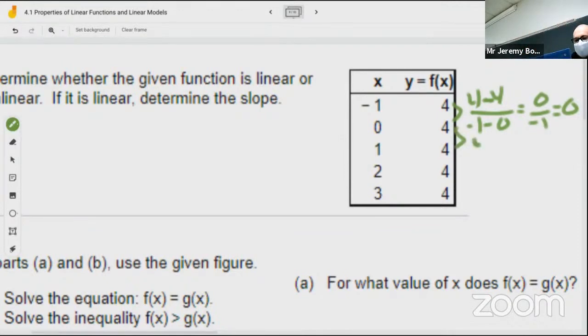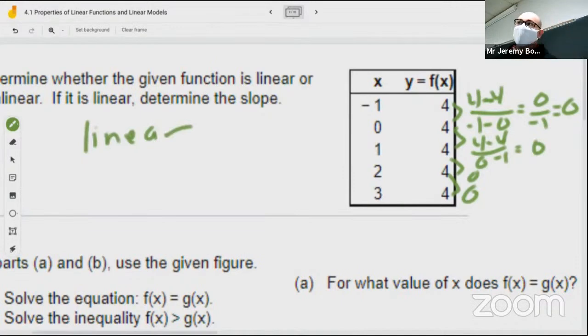You do this next one, you do 4 minus 4 over 0 minus 1. There again, you get 0. And you can see when you're subtracting in that numerator, it's always going to be 4 minus 4, 4 minus 4, 4 minus 4. It's always going to be 0. So yeah, the slope of all of these is going to be 0. And so this is a horizontal line. It's linear. And honestly, we could tell you the equation of the line, the function. Anybody knows what it is?